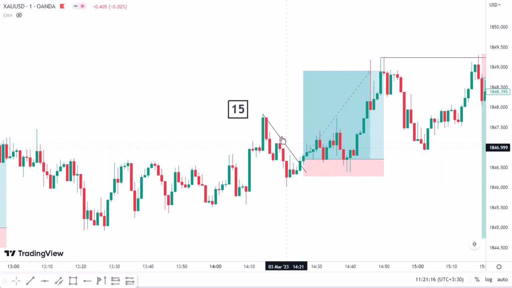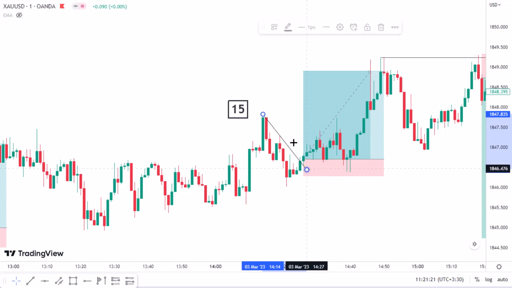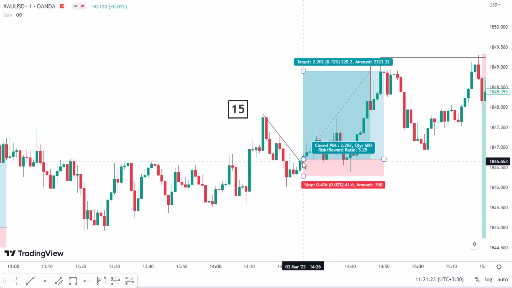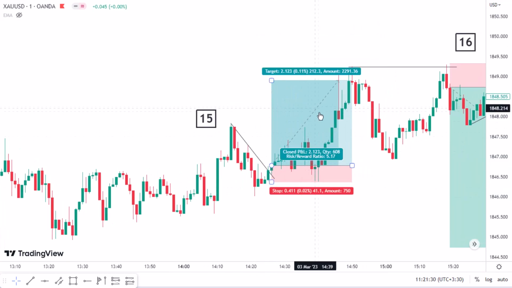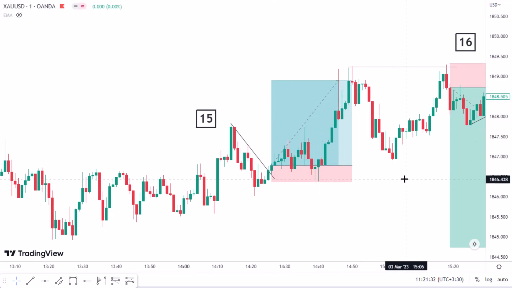On trade 15, we have a trend line. Actually it is like this, broken here or here. Enter the buy position, put your stop loss somewhere safe like this, and it gives us a reward of 5.